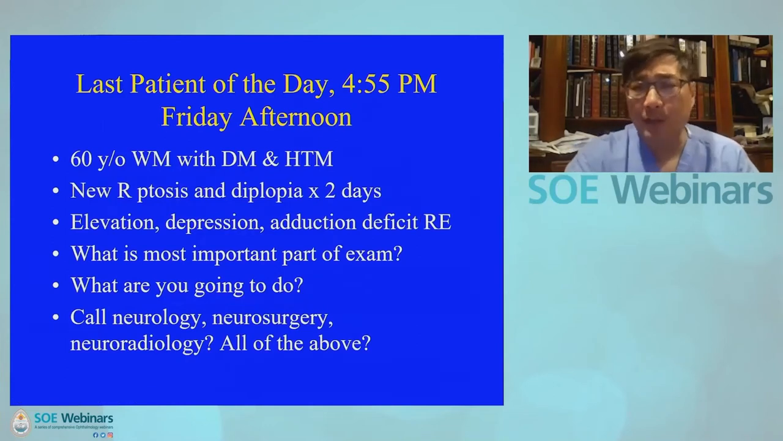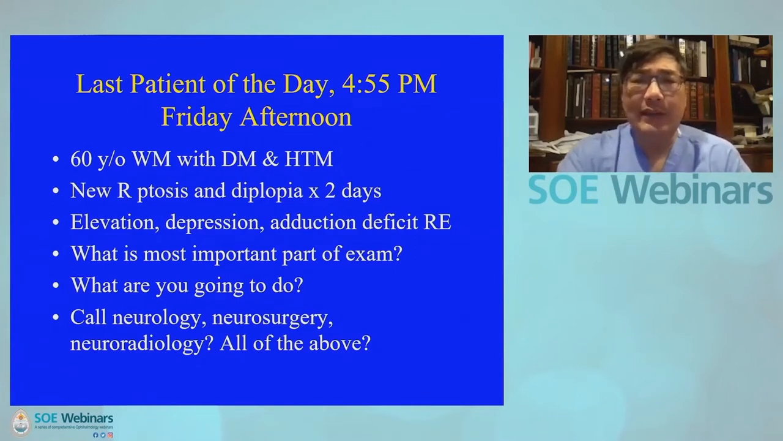This is a different patient. It's the last patient of the day. It's 4:55 p.m. on a Friday afternoon. They're 60, they have diabetes and hypertension, new onset ptosis of the right eye, diplopia for 2 days, elevation, depression, and adduction deficit in the right eye.